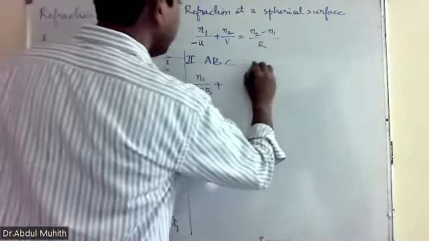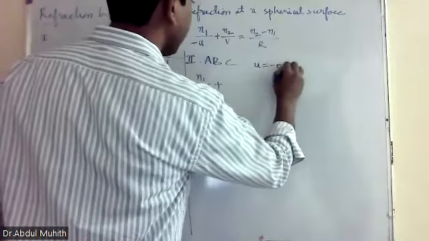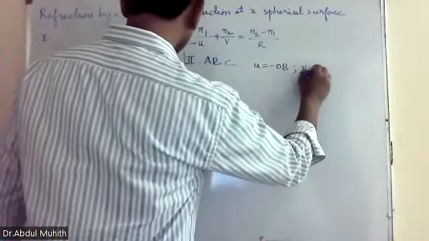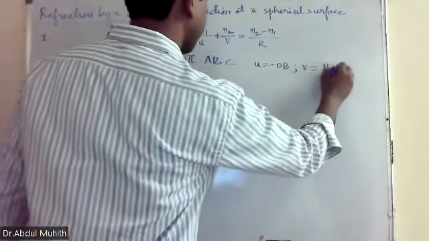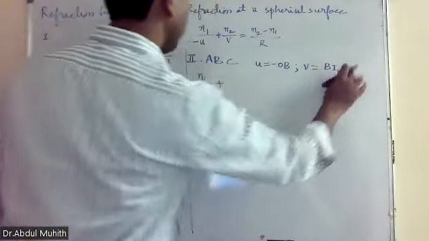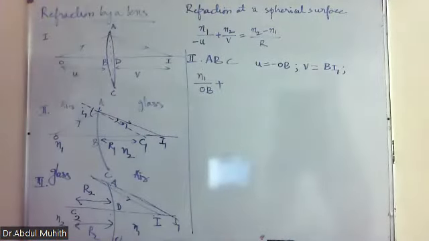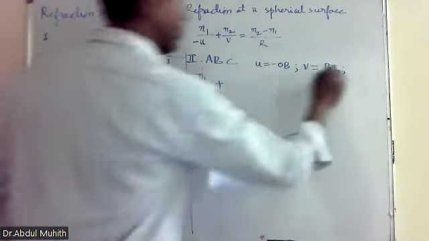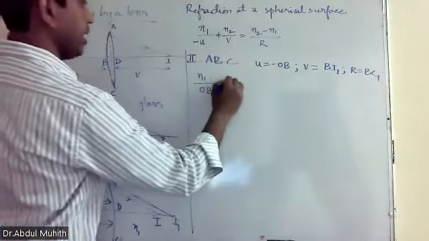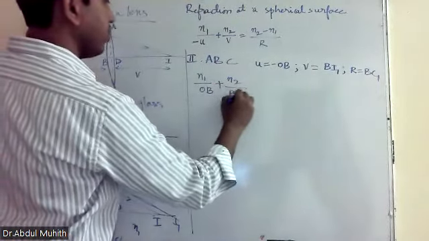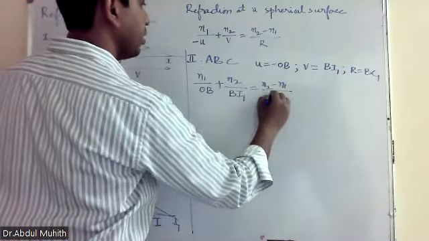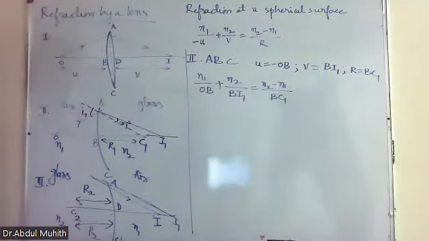I'll take U equal to minus OB. And V is equal to BI1, and R is equal to the radius, also positive now, BC1. R is equal to R1, which is equal to BC1. Now we will substitute in the formula: N2 by V, where V is BI1, equals N2 minus N1 by R, where R is BC1. Is it clear with you all? First, this equation.